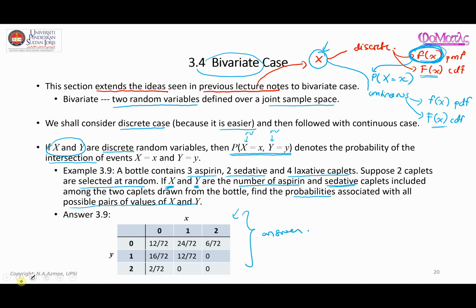As I've said again and again, whenever you are presented with a probability problem and you don't know how to begin, we can always try to visualize the whole problem using a tree diagram, and that is what we are going to do. So you can imagine opening a bottle of aspirin, sedative and laxative. There are all those different mixtures inside the bottle.